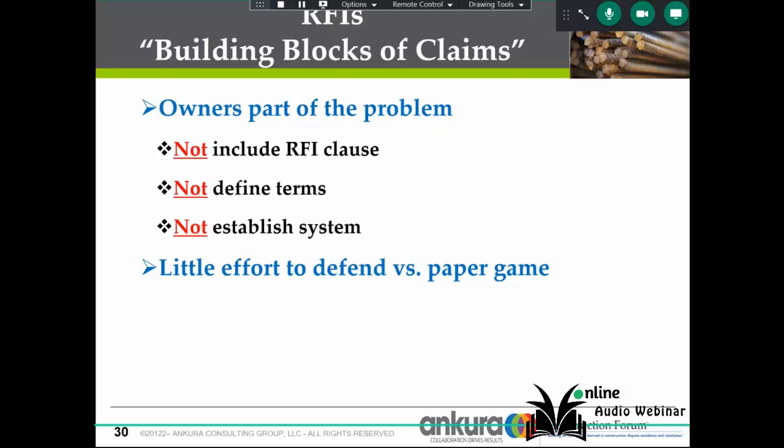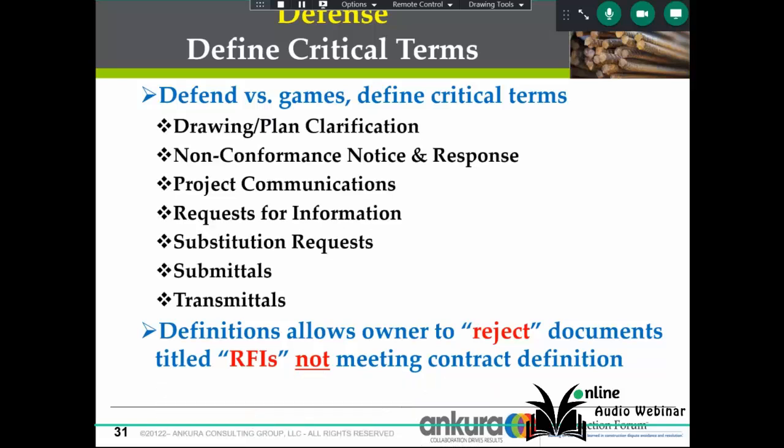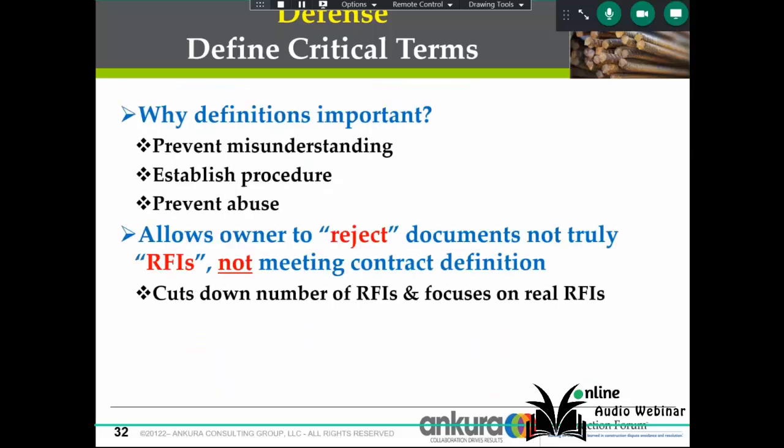So defending against games, let's start with defining critical terms. Define what's a drawing or plan clarification. So why is the definition important? It prevents misunderstanding of the terms and how they're used. It establishes procedures.